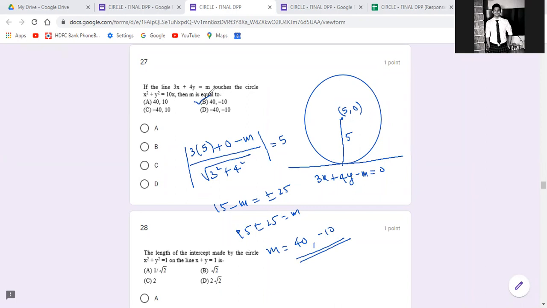Is it okay? Yeah, one minute. Whenever a line touches a circle, this is what you have to apply. This is a standard result. You can't afford to forget it. Okay, done? Done, sir. The rest I'll send you in the recording.